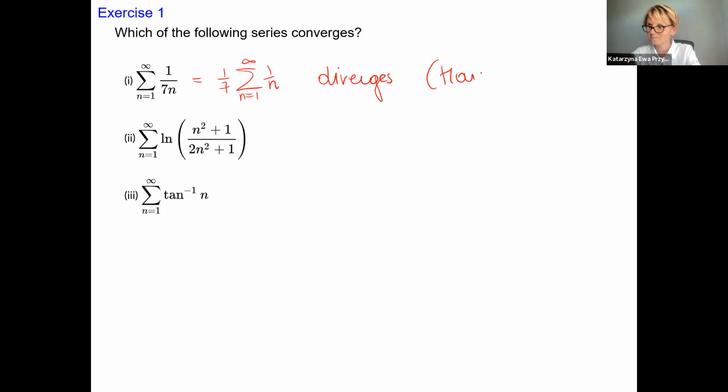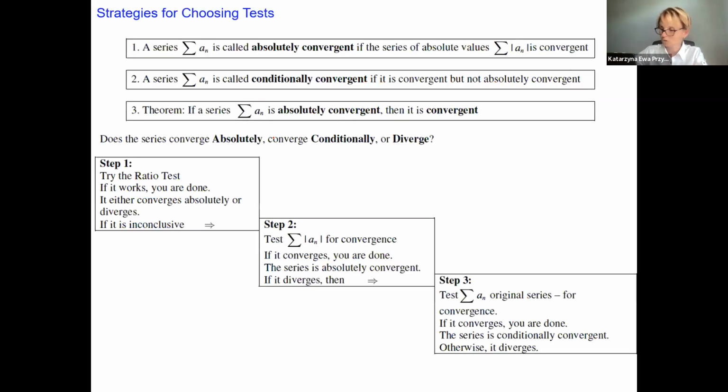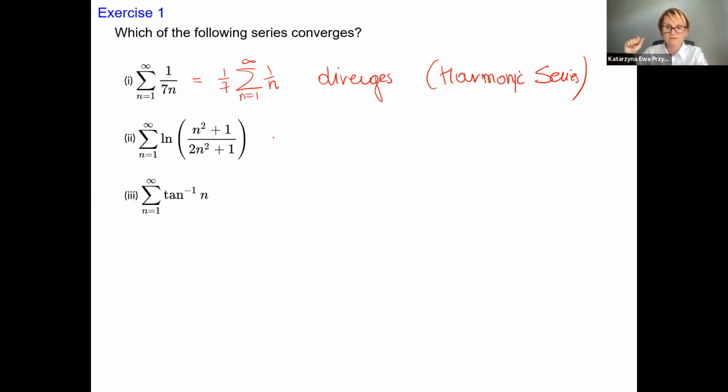This diverges. Harmonic series. Okay, what about the second one? Converges or diverges? The second one is convergent. Oh, I'm sorry, it's also divergent. Diverges by what test? The test for divergence, or the nth term divergence test. If you use this notation, it's nice. Then I know that you follow my live sessions.